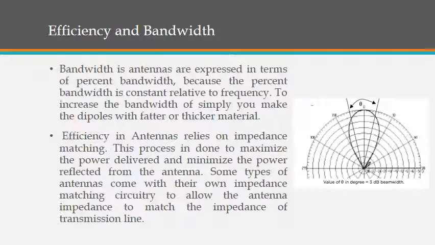Now, the efficiency and bandwidth. The bandwidth in antennas is expressed basically in terms of percent of bandwidth, and how you can make it more efficient and amplify the bandwidth is you simply use thicker material. For example, if you have a thin antenna, if you have it made of a thicker or fatter material, it will cause your bandwidth to be much larger.